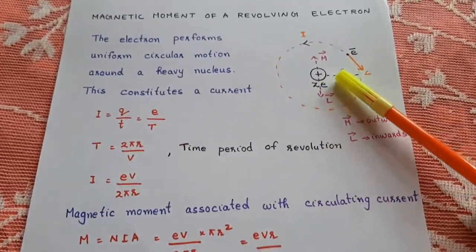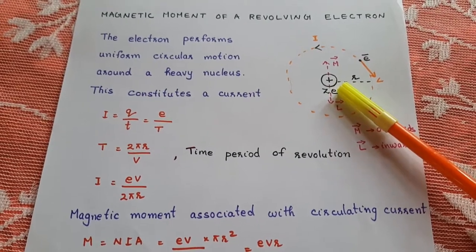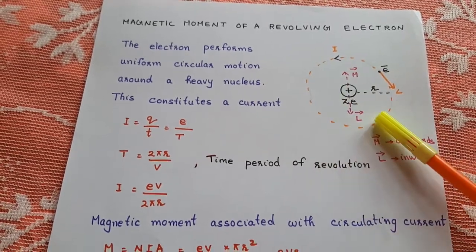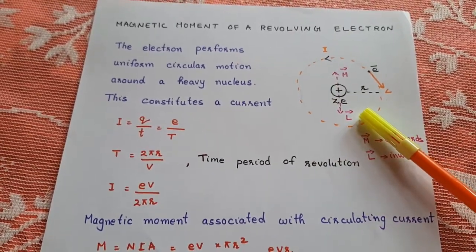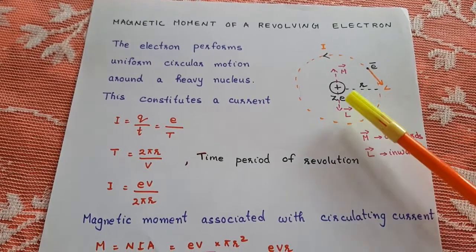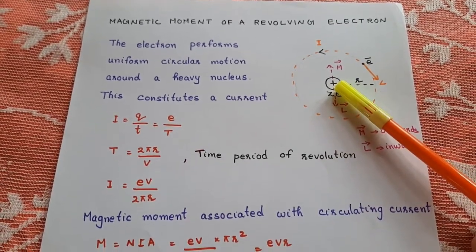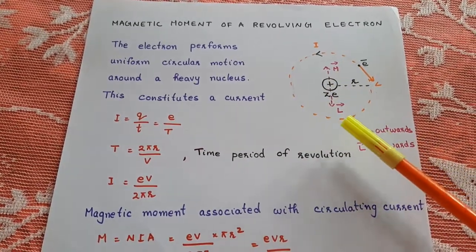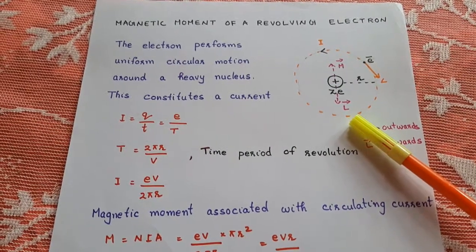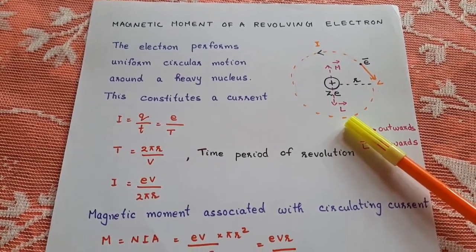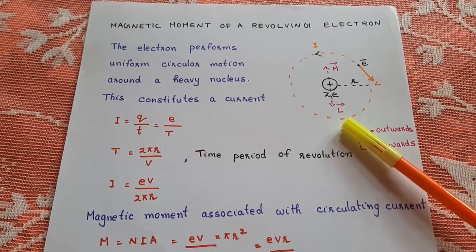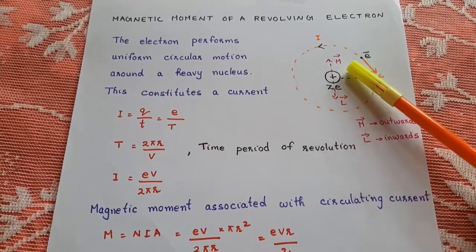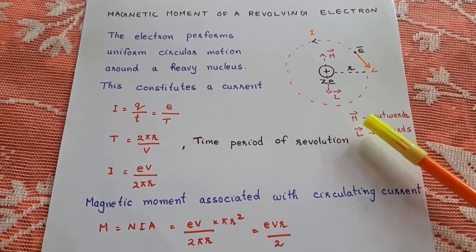And the magnetic moment is directed outwards because the current flows anti-clockwise. So the current loop has north polarity. So the magnetic moment is directed from south to north or outwards. But the angular momentum of the electron, r cross p, is directed normal to the plane and inwards. So magnetic moment is directed opposite to the angular momentum.